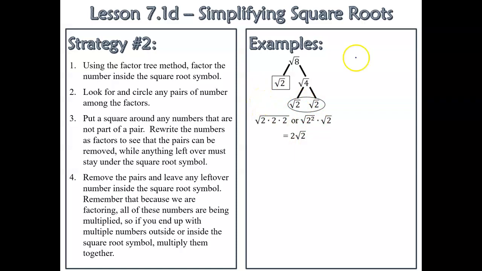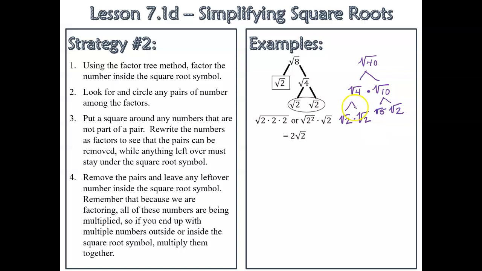Let's look at the square root of 40. So I'm going to make a factor tree. So I have the square root of 4 times the square root of 10, and then 4 breaks down further into the square root of 2 times the square root of 2. So you can't go any further here. Well, I guess you can, because you're going to have the square root of 5 times the square root of 2.